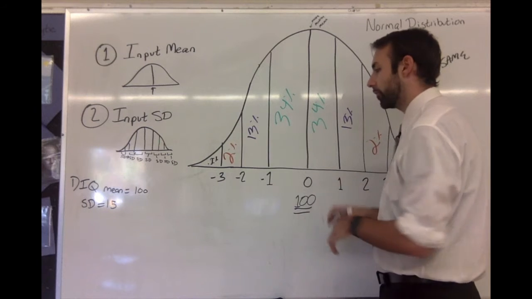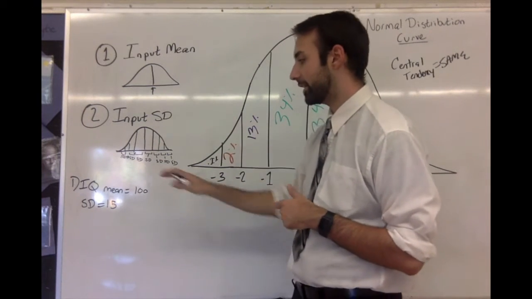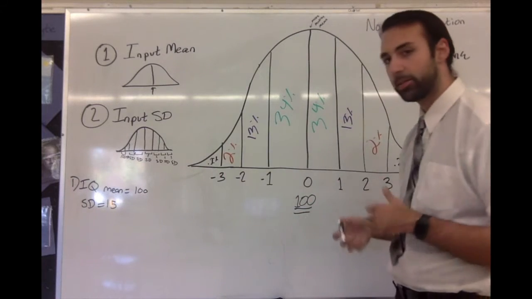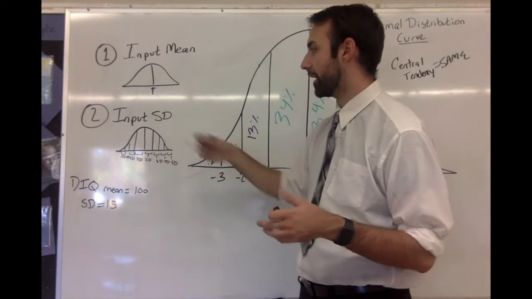It allows you to conclude that a 100 would be located right here under where I put the 0. And that's always the case. So if I said the IQ mean was 90, the 90 would go here. If I said it was 80, it would go here. It doesn't matter. The next step is to input the standard deviation, which I abbreviate SD.